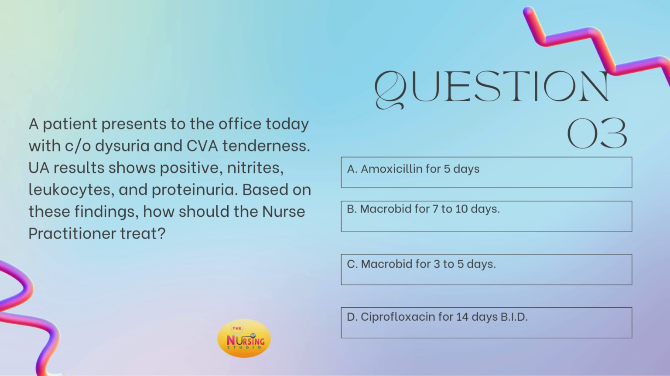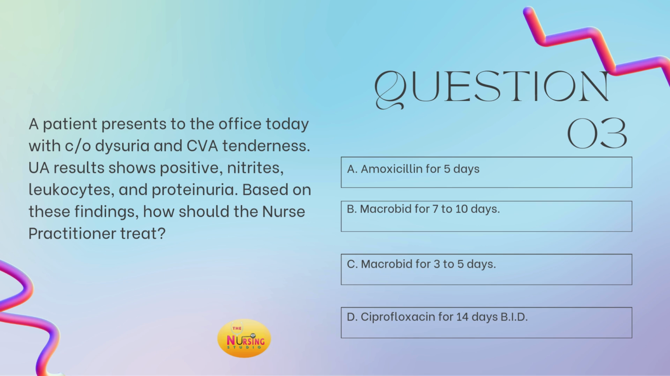So here the stem states, based on these findings, how should the nurse practitioner treat? So again, we're looking to see if they provided a diagnosis. There's not a diagnosis provided in this question. So we want to break down the assessment findings and see what's going on. This patient came in with complaints of dysuria and CVA tenderness. CVA tenderness is your key right here.